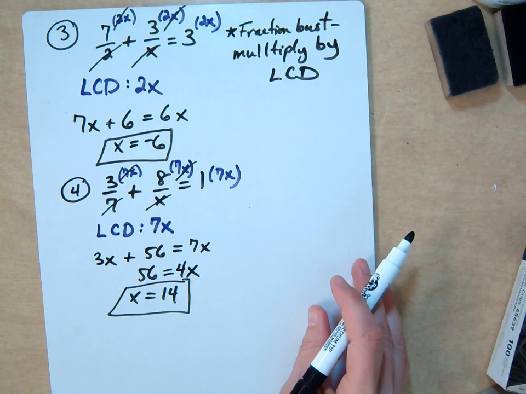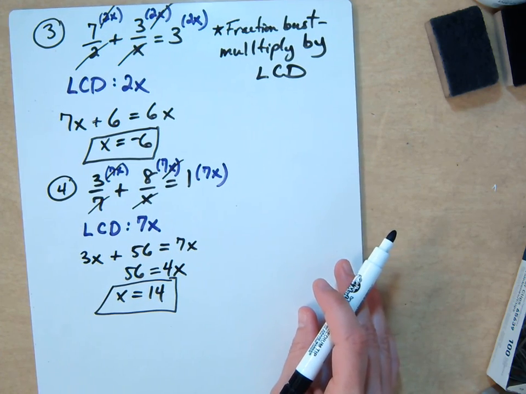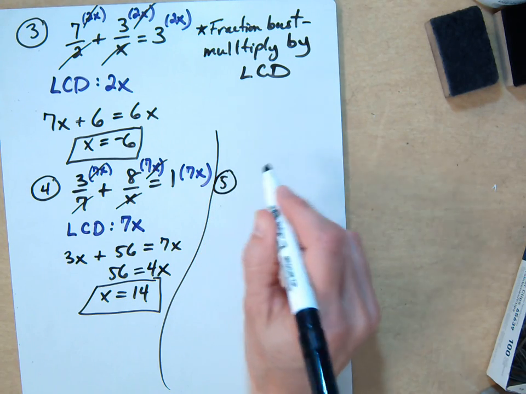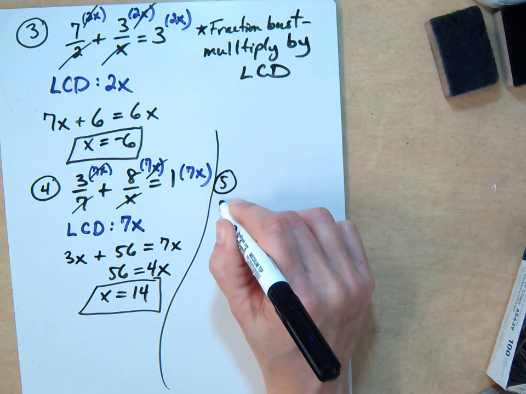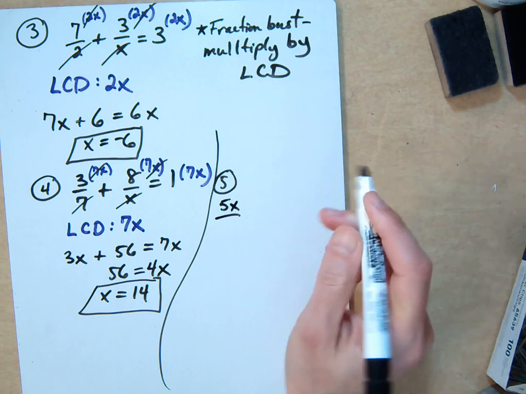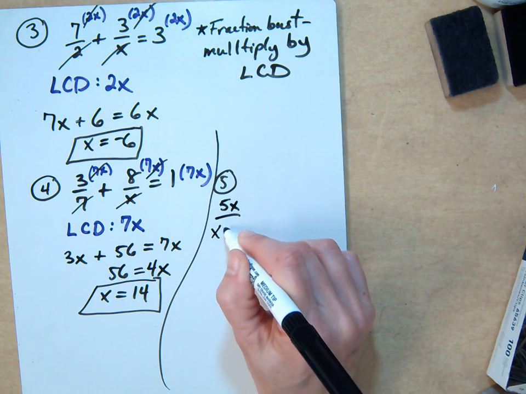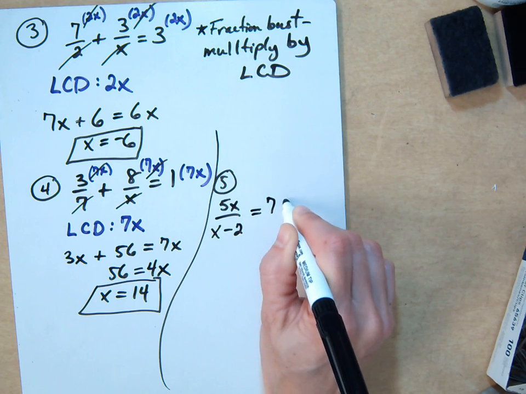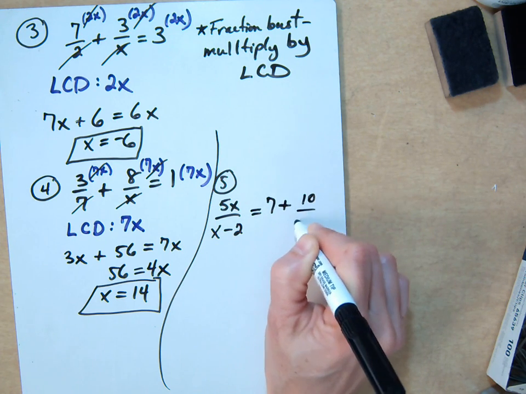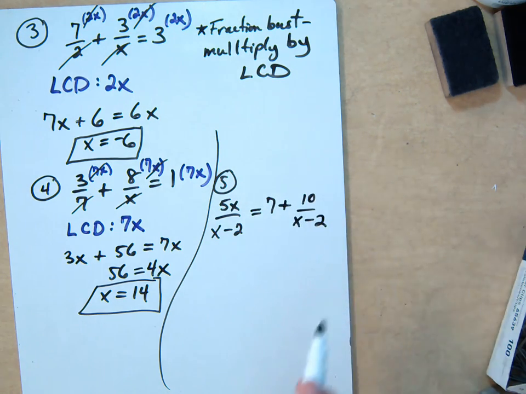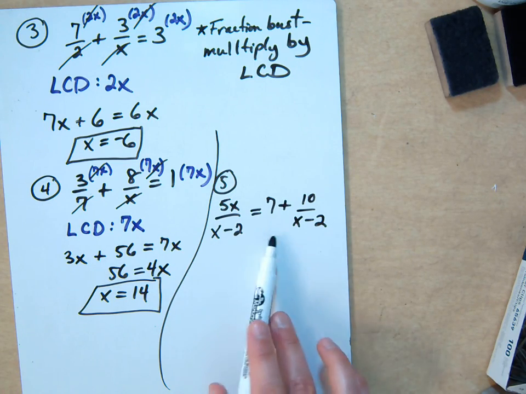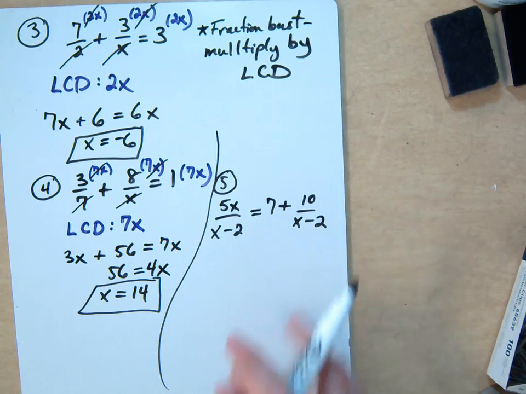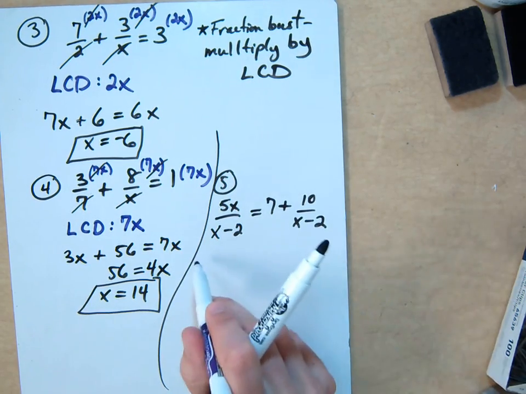And I think we'll do one more example, and then you have to try it. So they don't get much harder than that. I mean, they can get harder than this, but we're not going to do any harder than this. 5x over x minus 2 equals 7 plus 10 over x minus 2. I like to leave space when I'm writing the original equation because I know I'm going to be multiplying everything by something.